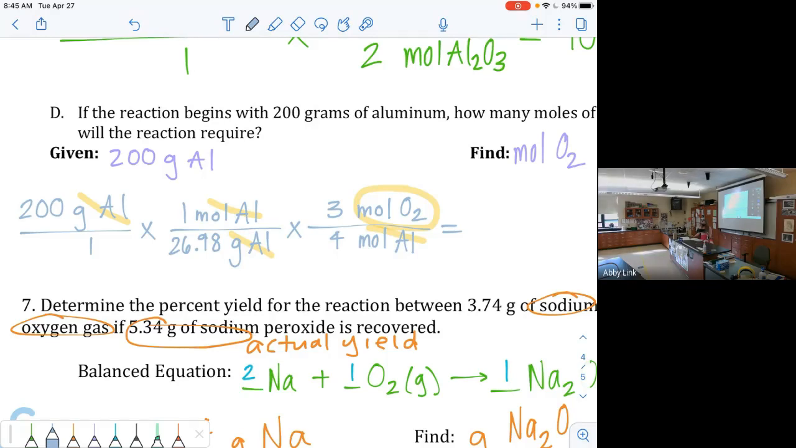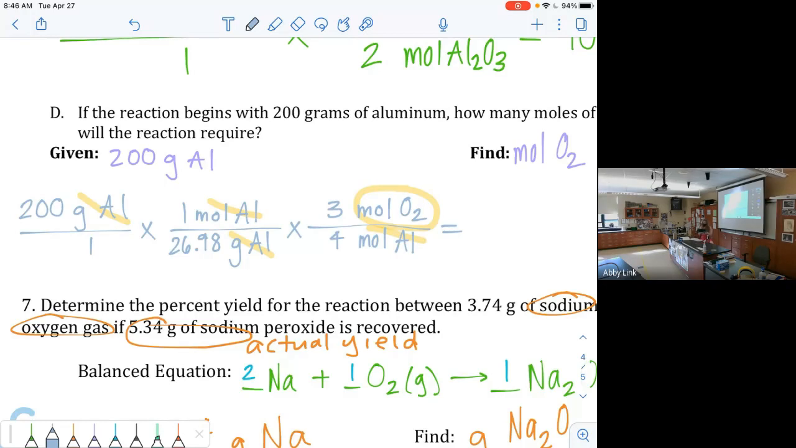Now, a lot of people are like, oh, I have to memorize all these different types of problems. No, you don't. All you have to do is know how to set things up based on the units. Look at what you're trying to solve. Look at what units you're left with. Look at what units are canceling out.